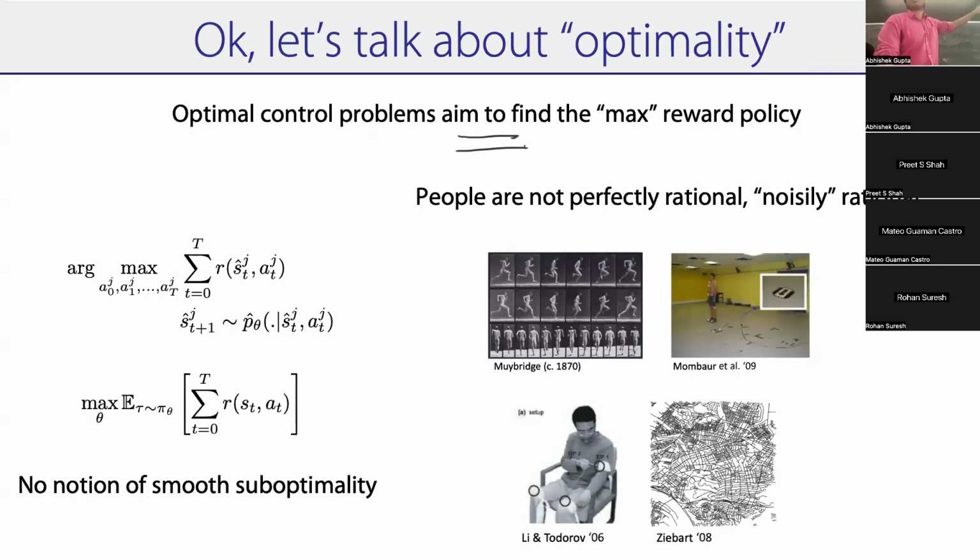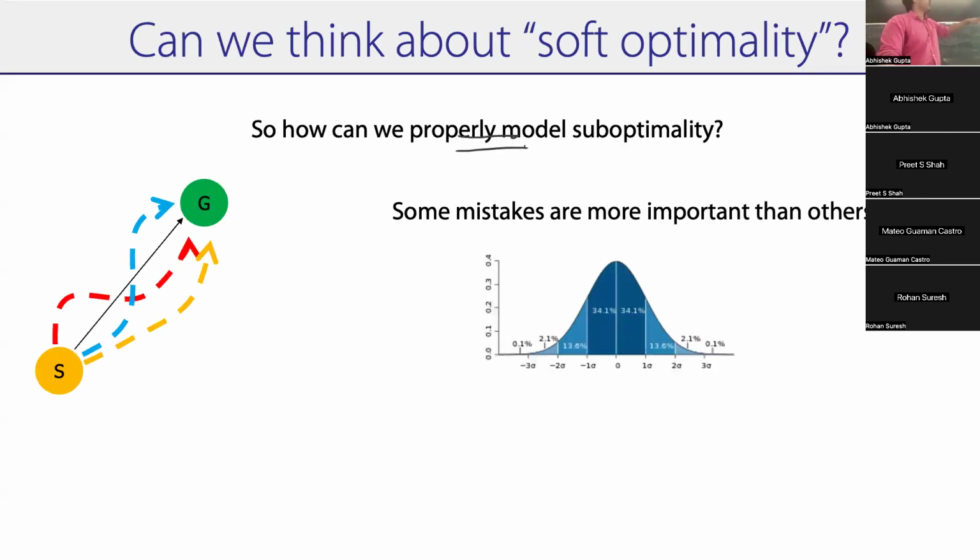Instead of max or not max, you can try to go to a soft notion of optimality, which says that some mistakes are more important than others, and you're going to model behavior as proportional to how good it is. So it's not just going to be a likelihood of 1 for optimal and 0 for suboptimal. It's going to be a higher likelihood for optimal behavior versus suboptimal behavior, where the likelihood depends on the return. So it gives you a smooth notion of this is optimal, this is slightly less optimal, this is extremely less optimal.